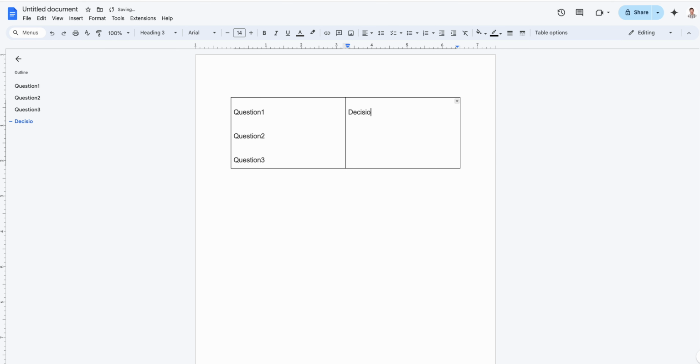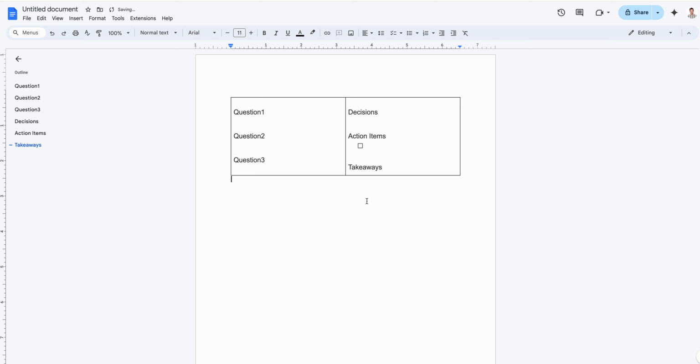So things like decisions and things like action items. Then I'll leave a little checklist here in case we need to put people's names by those. And then the last thing I'll put here is just any other takeaways.